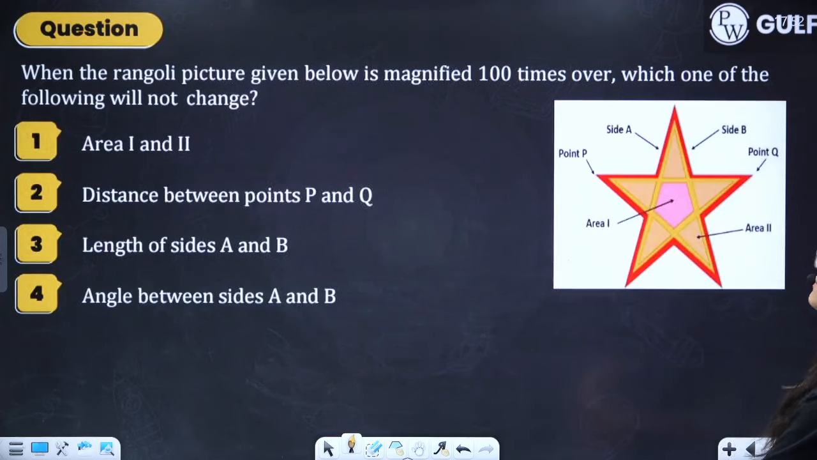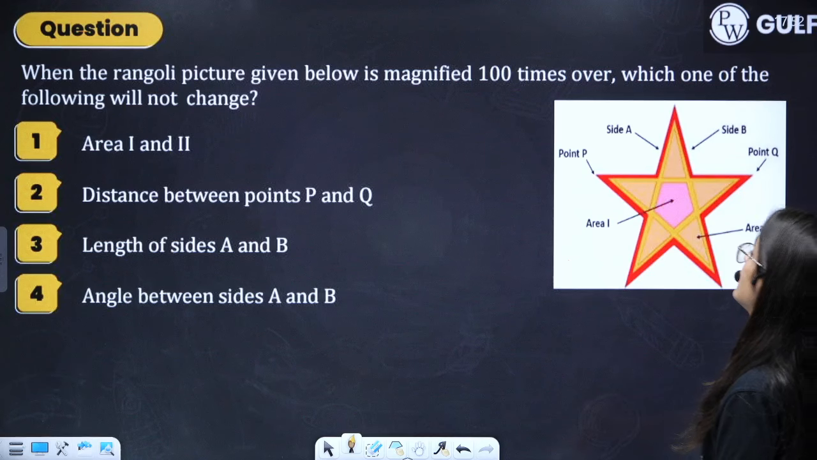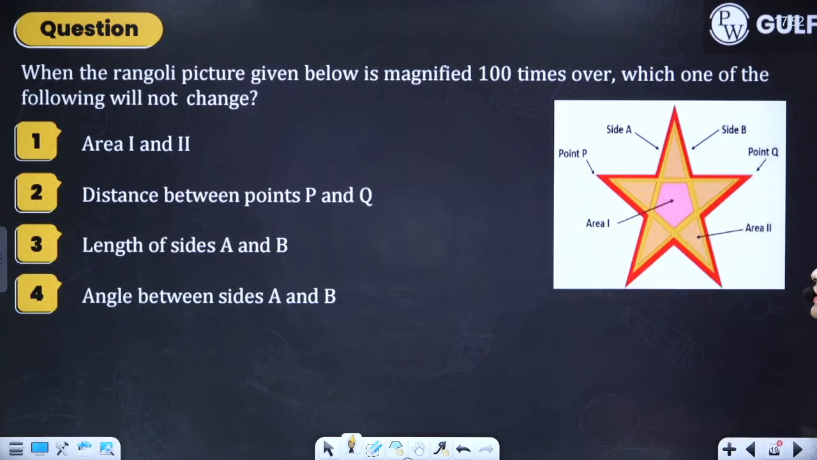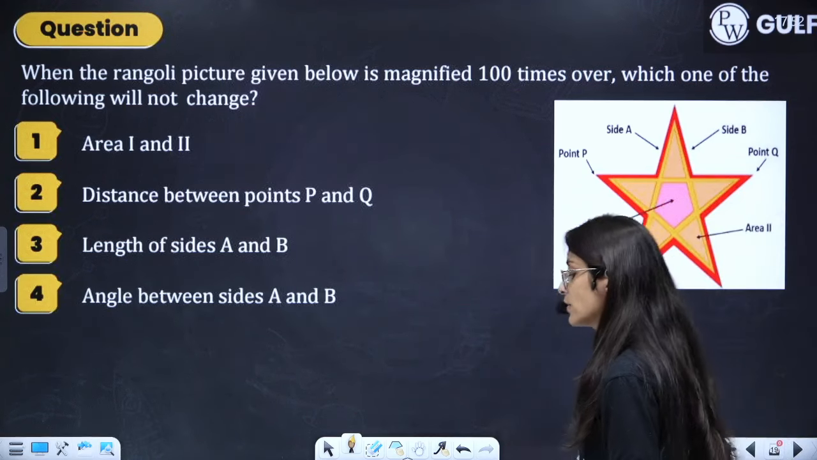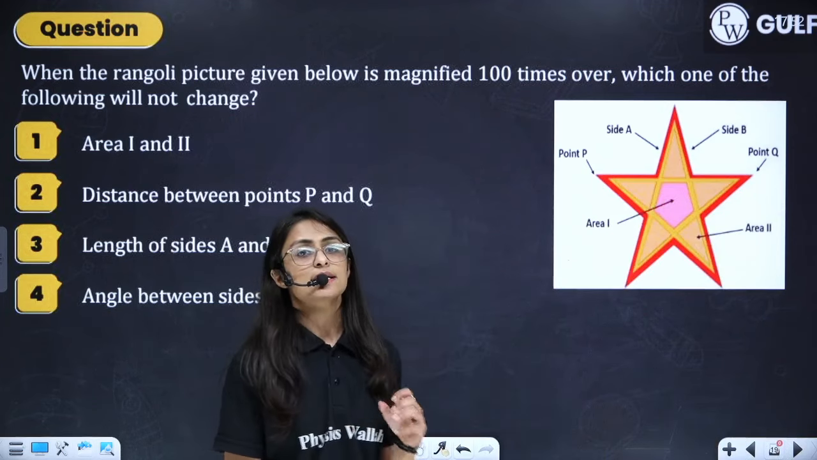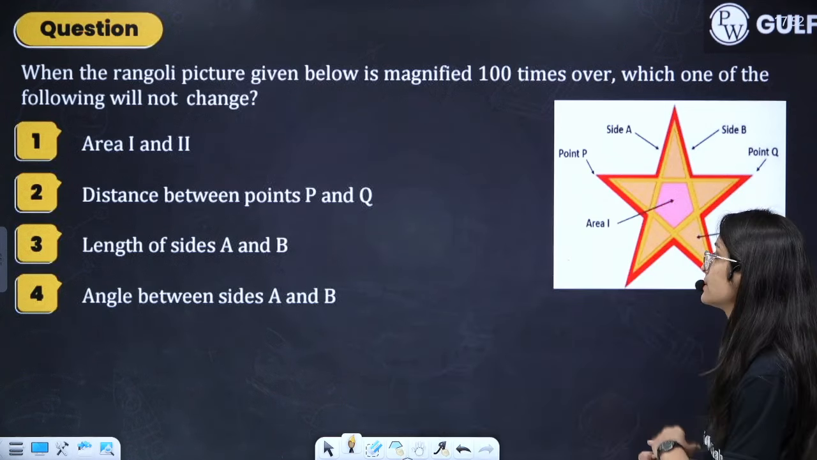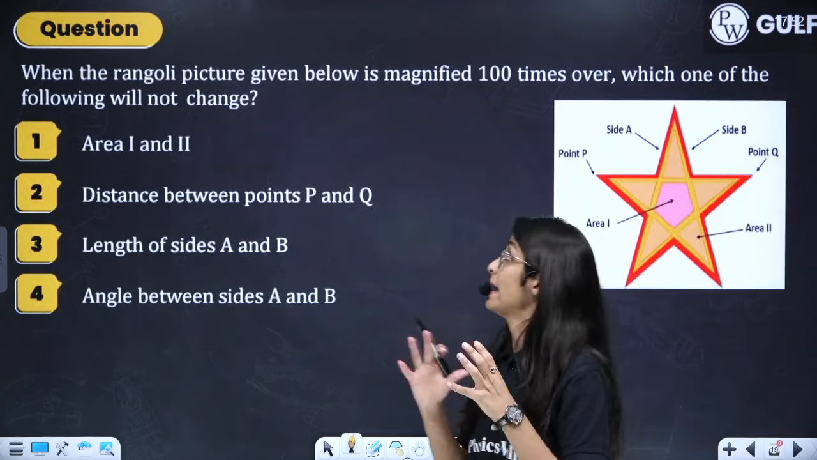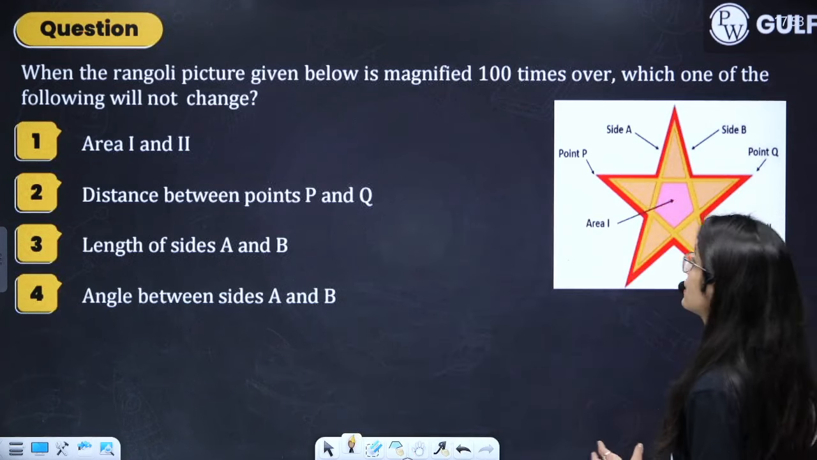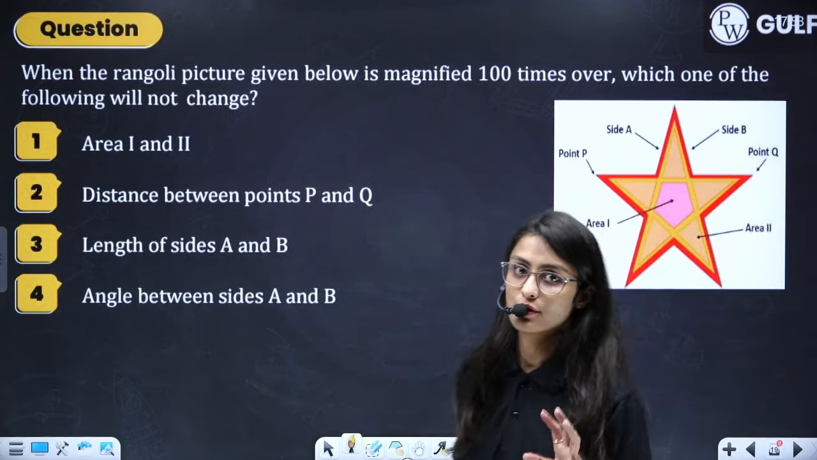When the Rangoli picture given below is magnified 100 times over, which one of the following will not change? Okay, here you need to apply the concept of similarity. We have the Rangoli picture in front of us and it is magnified 100 times, right? So which one of the following will not change?